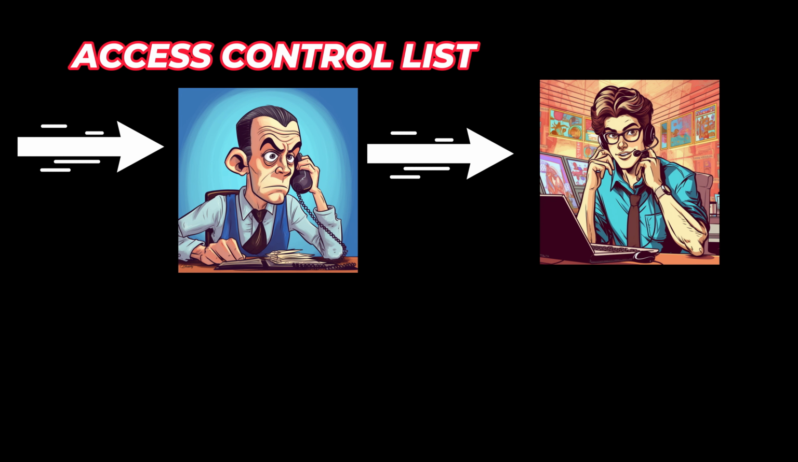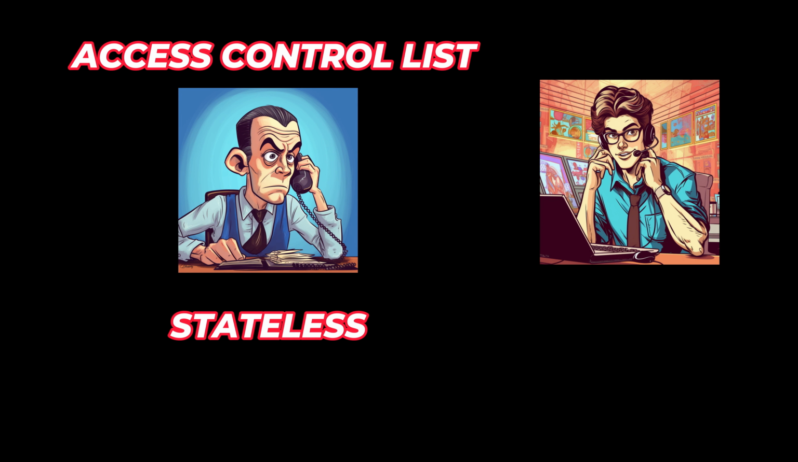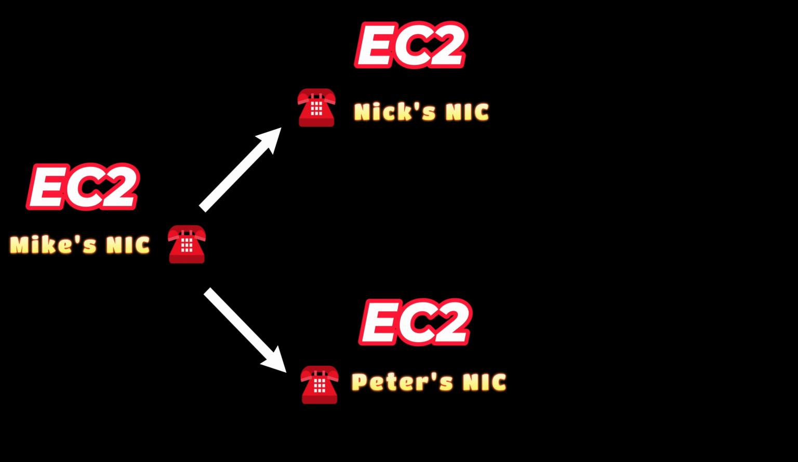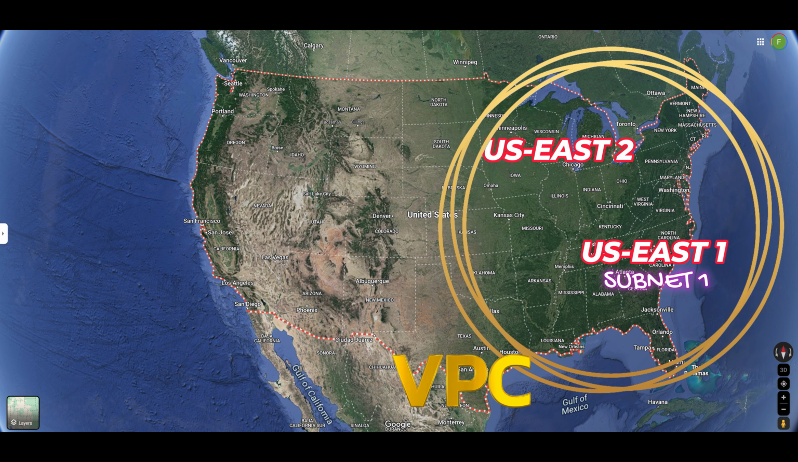Access Control Lists, or ACLs, are like the company's phone administrator Arthur, who controls which numbers can be dialed from the phones in the entire building. They are stateless, meaning they don't remember the outgoing calls and need explicit rules to allow the responses to come back in. We've also learned how these components interact. By default, an EC2 instance can communicate with others in the same subnet, and with the right configurations, it can communicate with instances in other subnets or even outside the VPC.